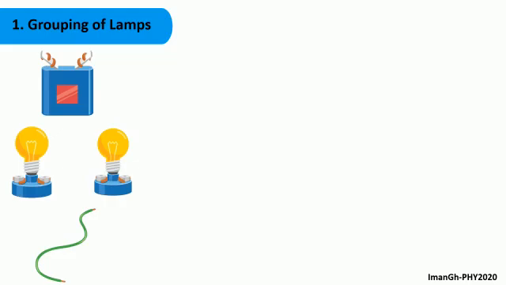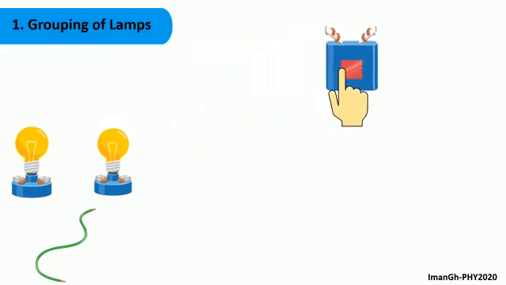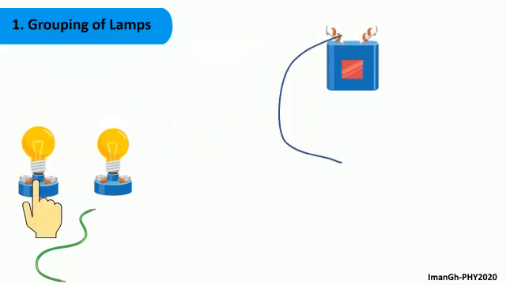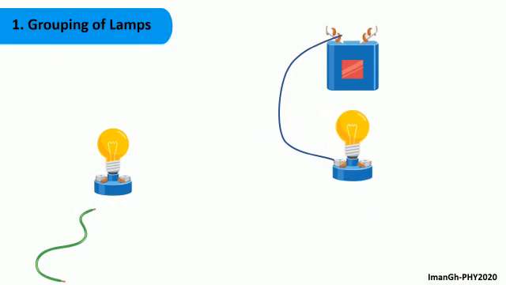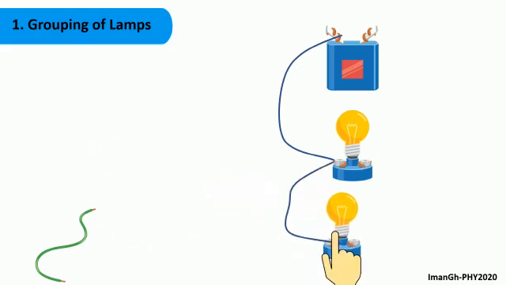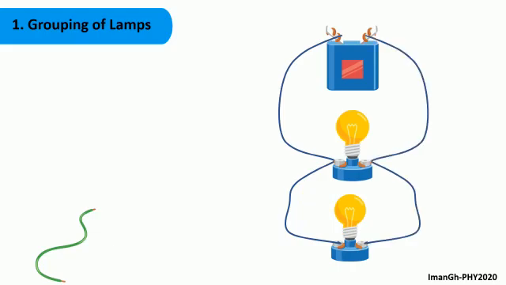Let's start with the second case. We will also use a battery, two lamps and wires. First, we will get the dry cell and use a wire to connect it to the first lamp. However, this time we will not place the second lamp beside the first one. We will place it below the first lamp. So now the two lamps are parallel to each other. Then we will close the circuit using wires.